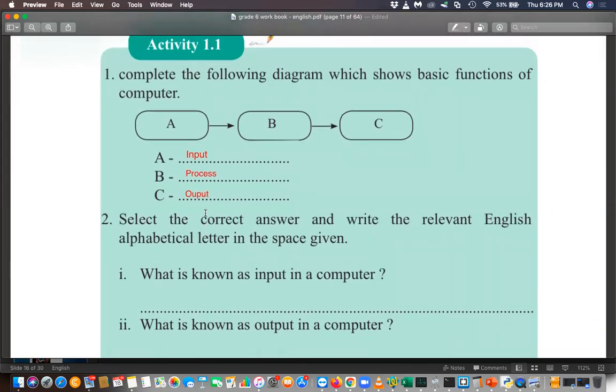Don't write in the workbook itself, because you have to do this in your school now. So what you can do is fill it in your writing book. Just write the heading activity 1.1 in your writing book. Then question number 1, A is input, B is process, and C is output. Write like that: the activity number, question number, then A, B, C. Okay.